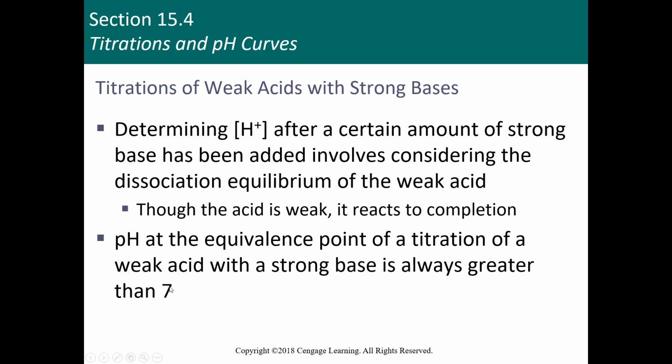The reason for that is a weak acid has a weak base as its conjugate base. What that means is when you've completely reacted away all of the acid and left the conjugate base, you now have a base in there. You don't have a neutral solution, you have a base. And so the pH will always be above 7 at the equivalence point of a weak acid.